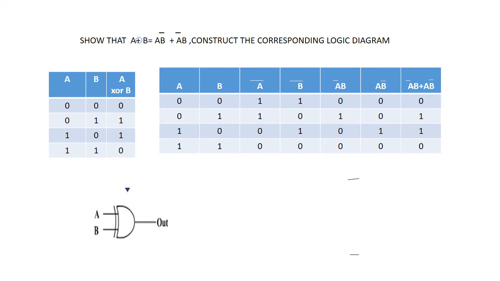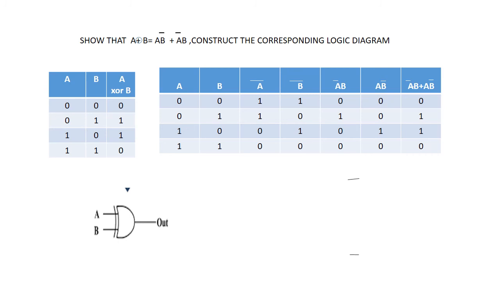And for RHS, you have the inputs A and B, write all the possible values of A and B, and then you have to create a column for A bar, which is the complement of A, and you get the values as 1, 1, 0, 0. Then you have to create a column for B bar, which is the complement of B, that is 1, 0, 1, 0. Then you have to find out A bar B. Perform AND operation on the column A bar and B. You get the values as 0, 1, 0, 0.